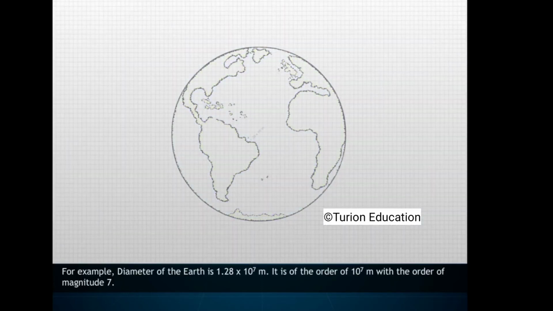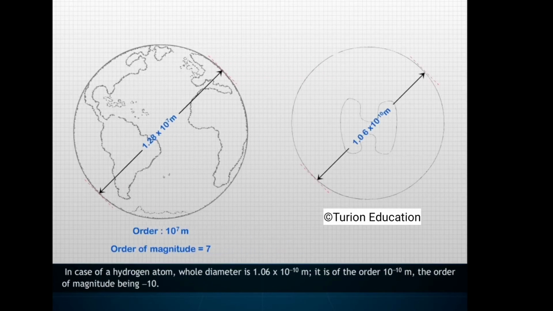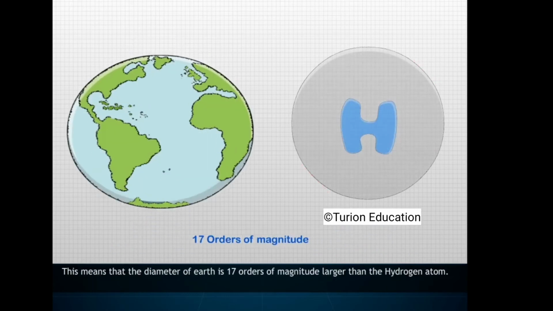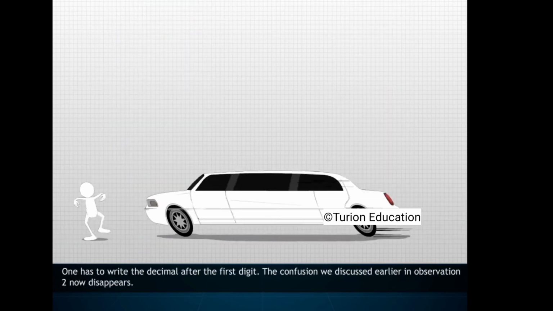For example, the diameter of the Earth is 1.28 into 10 raised to 7 meters. It is of the order of 10 raised to 7 meters, with the order of magnitude 7. In the case of a hydrogen atom, whose diameter is 1.06 into 10 raised to minus 10 meters, it is of the order 10 raised to minus 10 meters, the order of magnitude being minus 10. This means that the diameter of Earth is 17 orders of magnitude larger than the hydrogen atom. One has to write the decimal after the first digit.